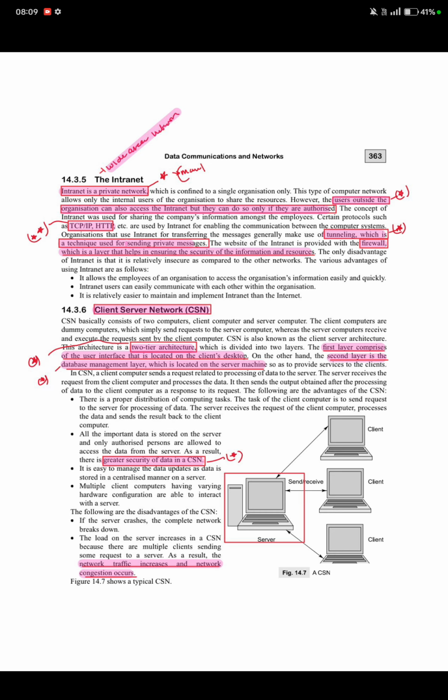Client server network, CSN, uses a two-tier architecture. The first layer comprises the user interface located on the client's desktop, and the second layer is the database management layer located on the server machine.